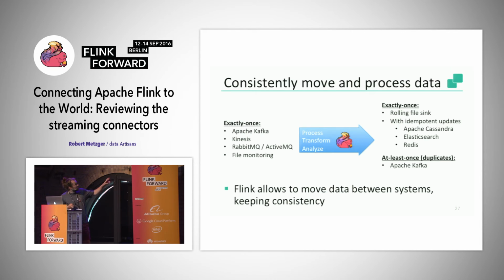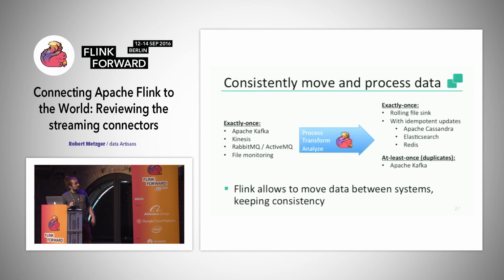So, for example, if you use the file monitoring source, which is down there on the left, then we can provide exactly once semantics to read from files, process them, and write to files with the rolling file sink, which would be the equivalent to reading from files, and the rolling file sink is writing to files.